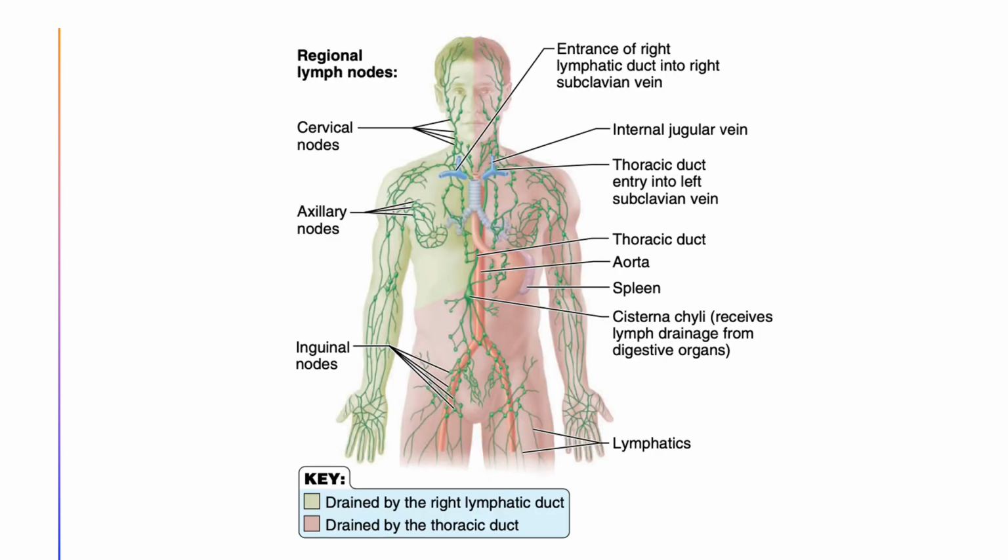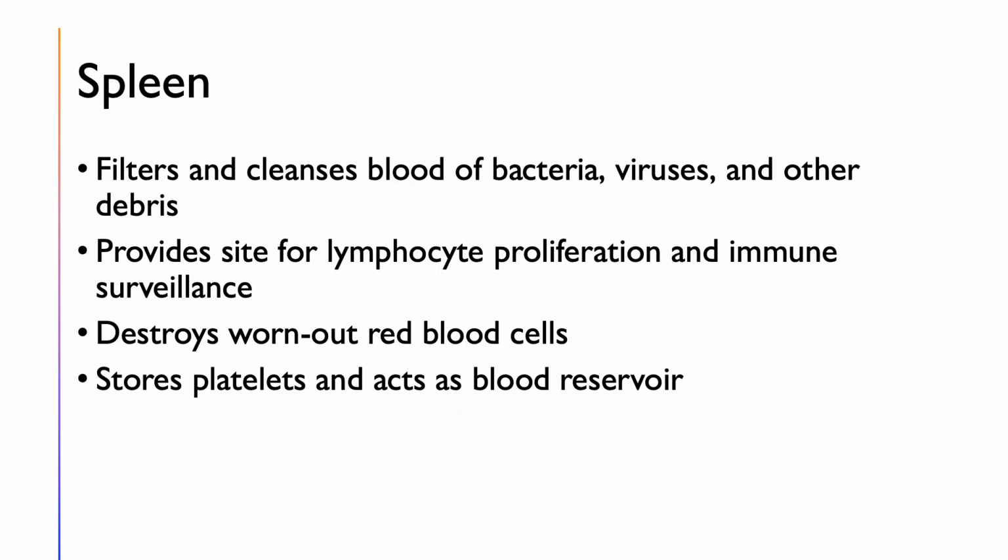This illustration shows the distribution of the lymphatic vessels and lymph nodes in our body. Particularly large clusters of lymph nodes are found in the inguinal, axillary, and cervical regions of the body. The next lymphoid organ is the spleen. The spleen is a soft organ located on the left side of the abdominal cavity, just beneath the diaphragm, that curls around the anterolateral aspect of the stomach.